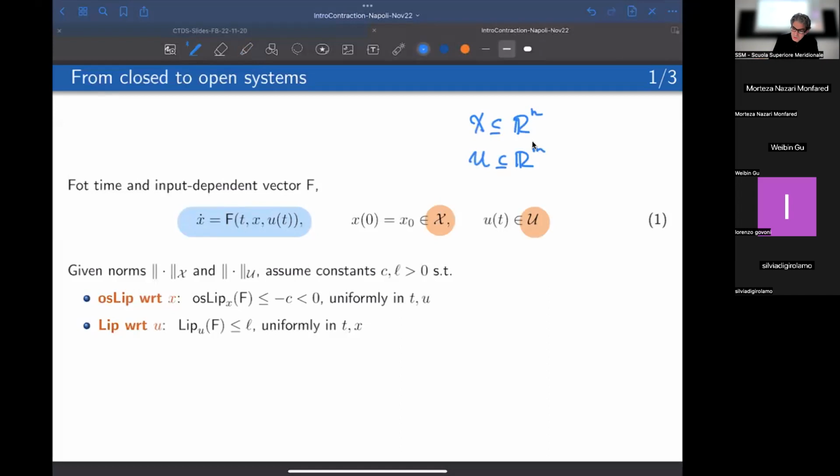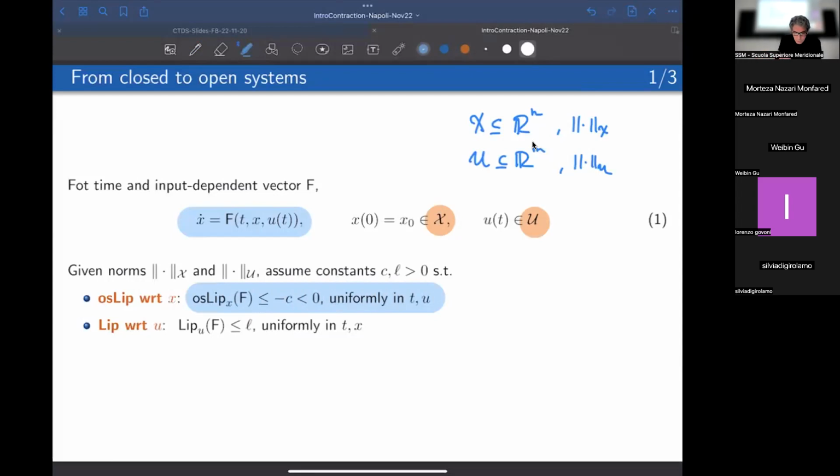And I have some norms on both spaces. I have a norm on the X space, and I have a norm on the U space. So now with these notions of norms, I can check whether my system is contracting. What does it mean to be contracting? It means that the one-sided Lipschitz constant of the vector field F with respect to the variable X is negative, and more precisely, is upper bounded by a constant minus C, where C is strictly positive. And this statement has to hold true uniformly for all T and U.